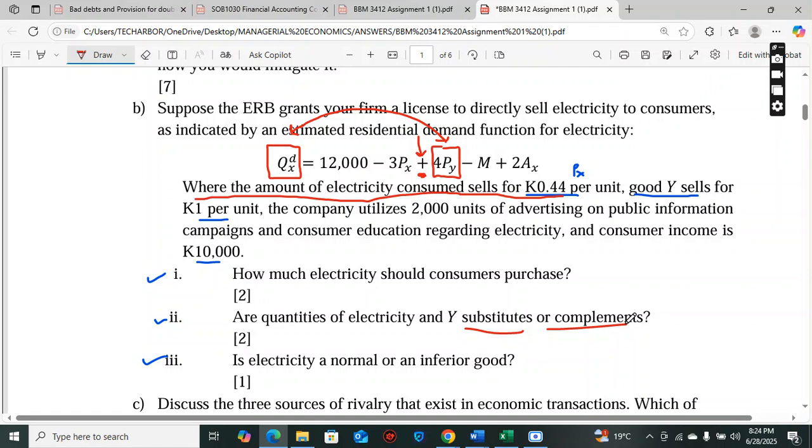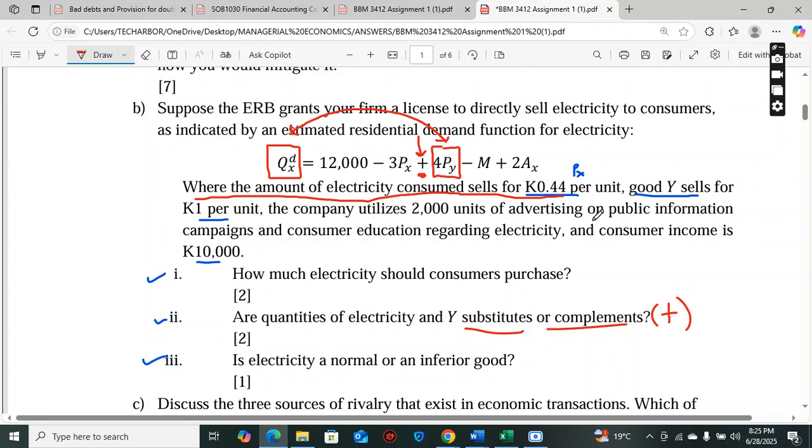Now with substitutes, Coca-Cola and Pepsi. Let's say Pepsi is a substitute good. If the price of Pepsi goes up, people substitute it with Coca-Cola, right? And when they're substituting it with Coca-Cola, the quantity demanded for Coca-Cola is going up. So there's a positive relationship there. So due to the positive sign in front of PY, we say the positive coefficient.